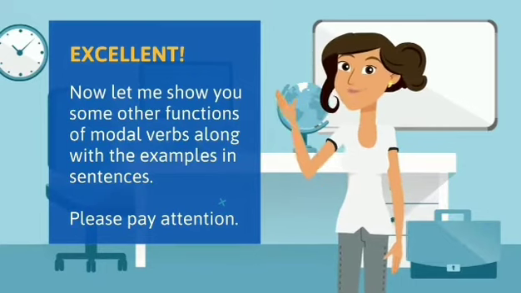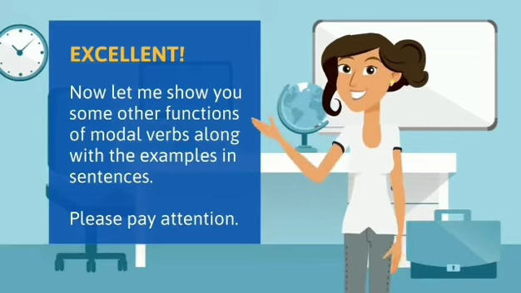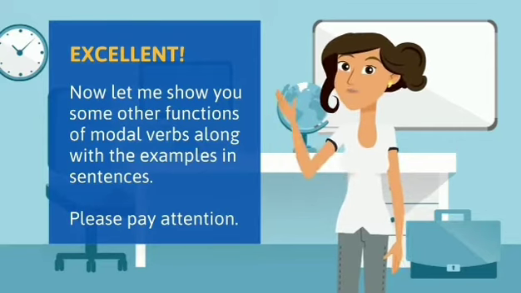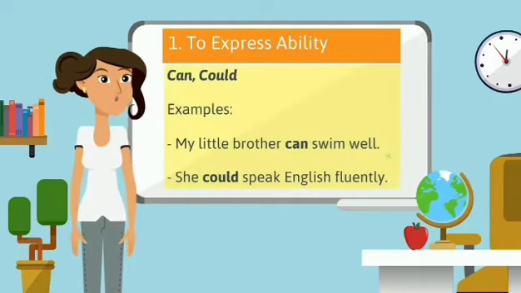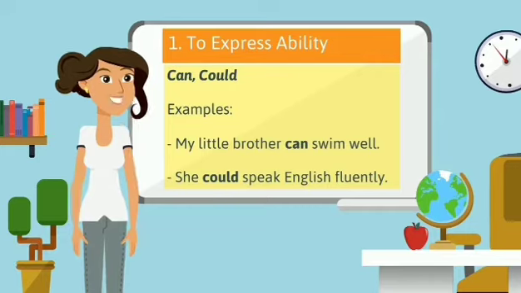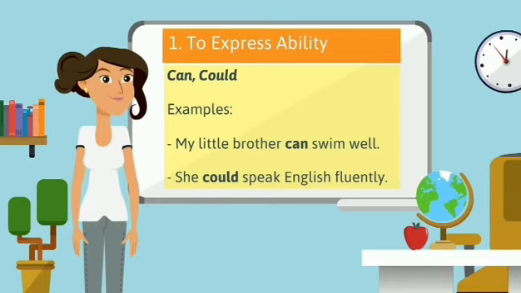Now, let me show you some other functions of modal verbs along with examples in sentences. Please pay attention. First, modals can be used to express ability, like can and could. For example, my little brother can swim well, or she could speak English fluently. Here in the two sentences, the modals can and could are used to express the ability of my little brother to swim and of her to speak English fluently. So we can use can and could.